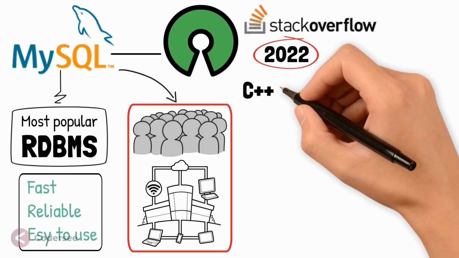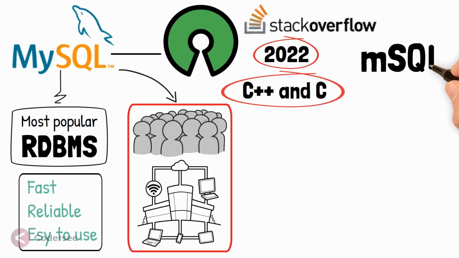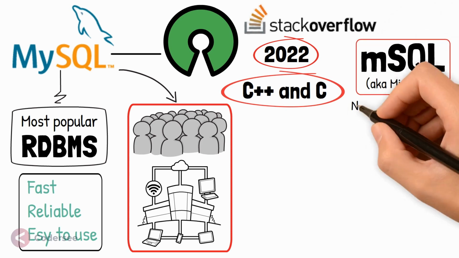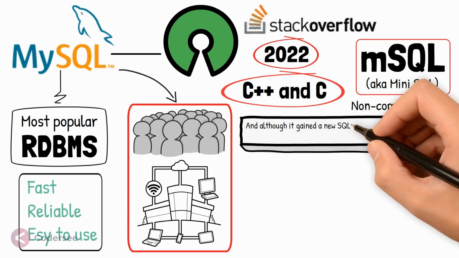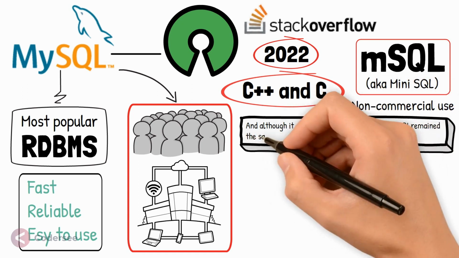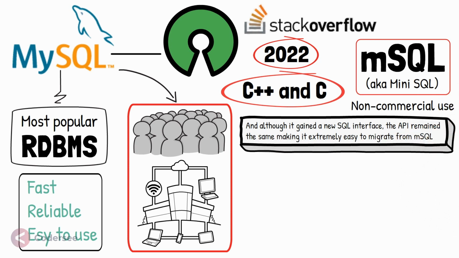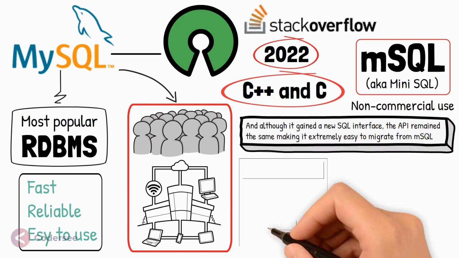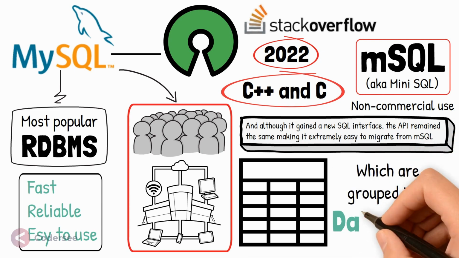MySQL is written in C++ and C, and it was initially created from mSQL, aka MiniSQL, which is provided for non-commercial use. And although it gained a new SQL interface, the API remained the same, making it extremely easy to migrate from mSQL. As a relational database, MySQL stores and organizes data in tables, which are grouped into databases.